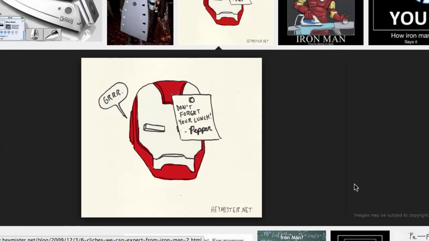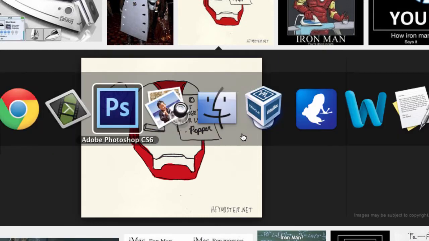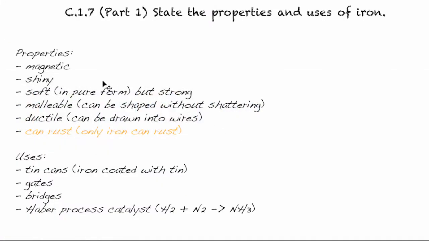Welcome to today's topic, continuing looking at iron. Here's Iron Man exhibiting one of the physical properties of iron, which is that it is magnetic. There's only a few magnetic metals. The three main ones are iron, nickel, and cobalt. So it's special in that way.